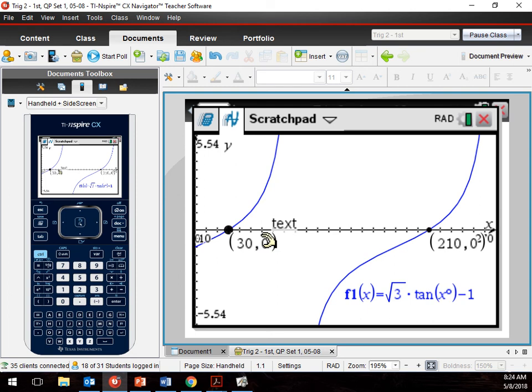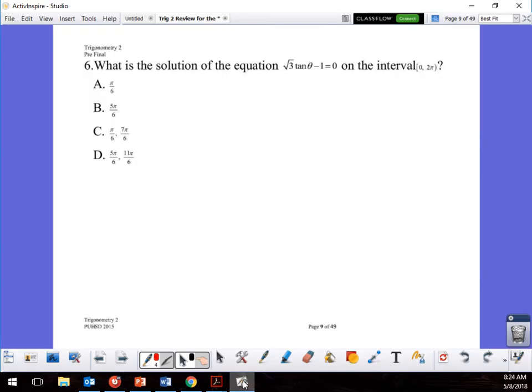So I have 30 and 210, right? So let's go back to my thing. So my answers are going to be 30 degrees and 210 degrees, pi over 6 and 7 pi over 6. How did you get those? The unit circle? No, I converted it.